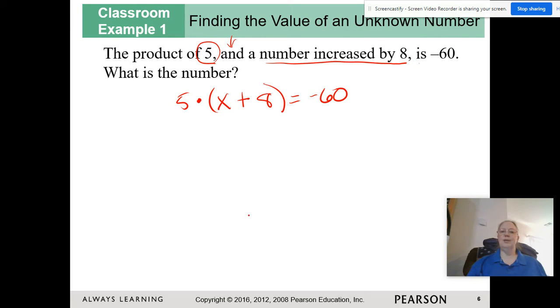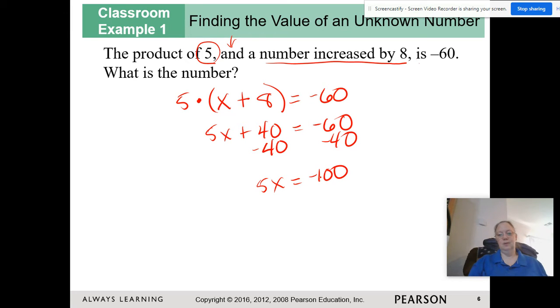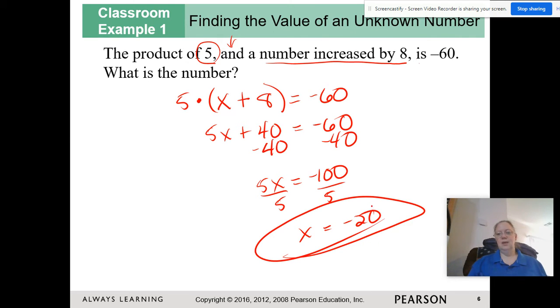Usually once you write the equation, then solving the equation is pretty straightforward. We're going to distribute the 5 and get the x by itself. So we're going to subtract 40 and divide by 5. And we get negative 20. That's a 0, I don't know if you can tell. All right.